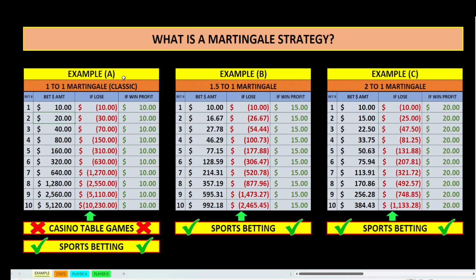All three of these examples can be played with sports betting. Example A, 1-to-1 bets. Example B, 1.5-to-1 bets. Or example C, 2-to-1 bets. And yes, as the bet ratios increase, winning may become more difficult. However, the bankroll required to cover yourself on consecutive losses will dramatically decrease. This can be a huge benefit.